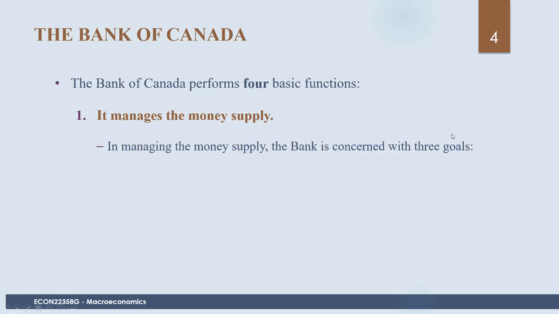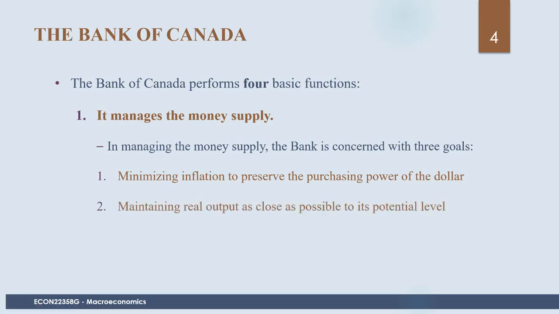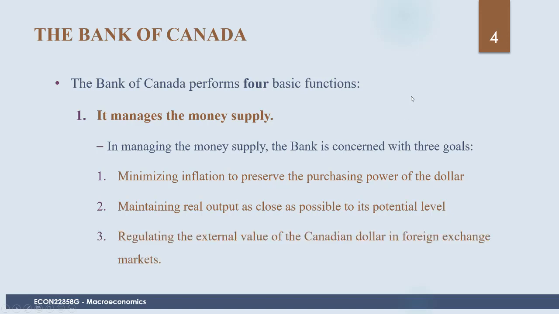So in managing the money supply, the bank is concerned with three main goals: minimizing inflation to preserve the purchasing power of the dollar, maintaining real output as close as possible to its potential, and regulating the external value of the Canadian dollar in foreign exchange markets.